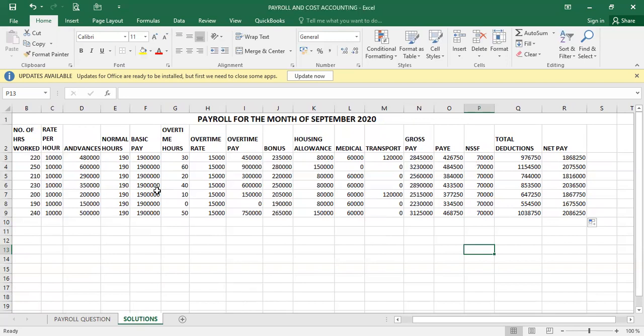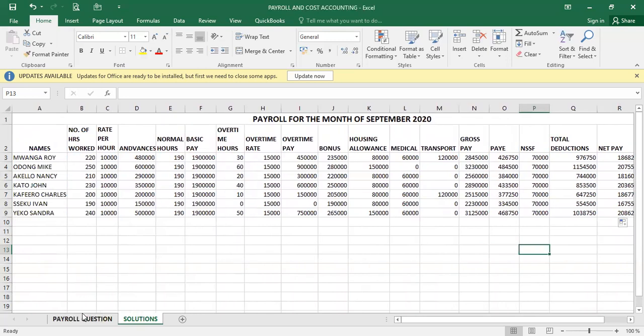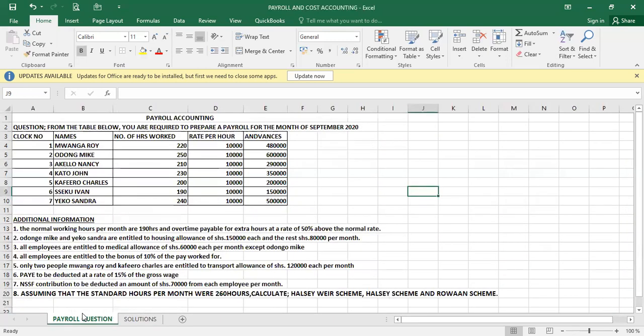So that's how it is, and that's how we compute that. But the other part I've added, allow me to talk about it a bit in this part 8, because we have finished everything from here. Now we can even save, Control S. When we save, we can go ahead and finish this one. It's saying, assuming that the standard hours per month were 260 hours, calculate the house away scheme and the house scheme plus the loan scheme.